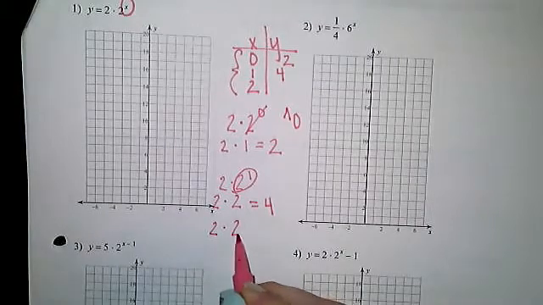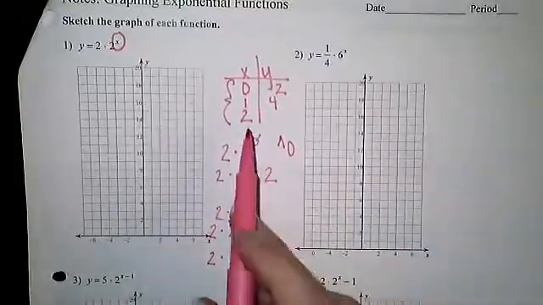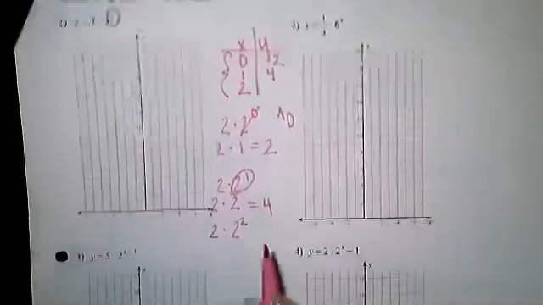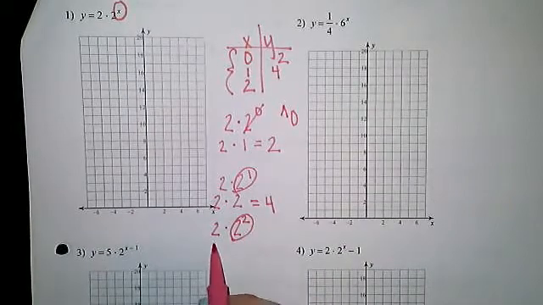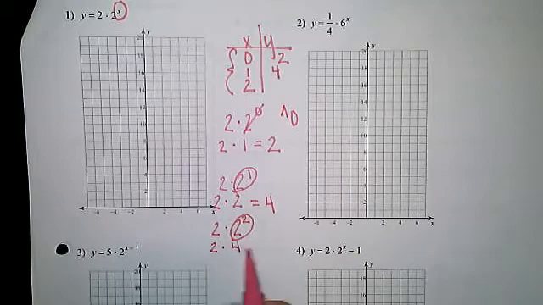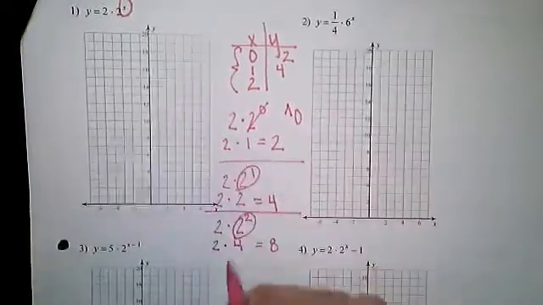The last input is to the second power. So we're going to take our 2 and plug it in for X. If we follow PEMDAS, we'll do 2 squared, which is 4. So 2 times 4 is 8. Go ahead and separate those out so you can see my work step by step.